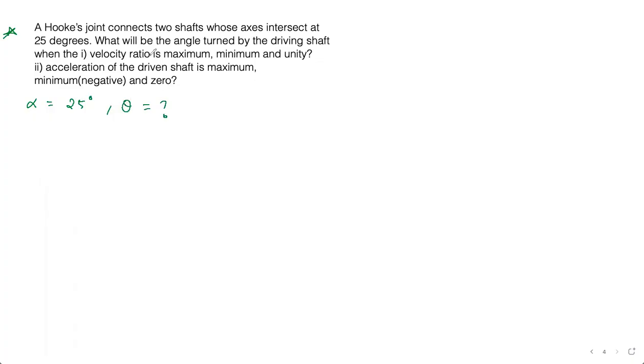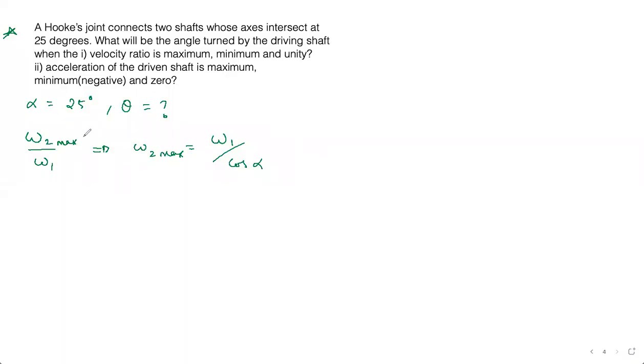What is theta when the velocity ratio is maximum? Velocity ratio means omega 2 by omega 1. So he wants it to be maximum. I think we already know the formula, right? For this, omega 2 max is equal to omega 1 divided by cos alpha. Alpha is already given, right? So from this, if omega 1 is given, you can find out omega 2 max, right?